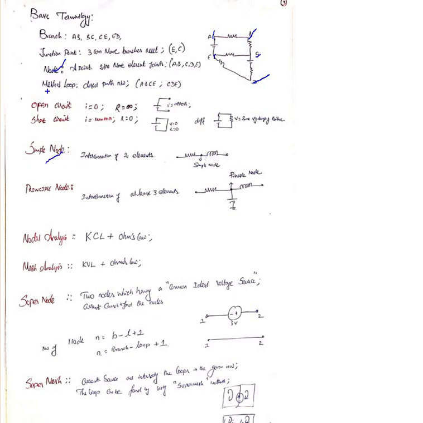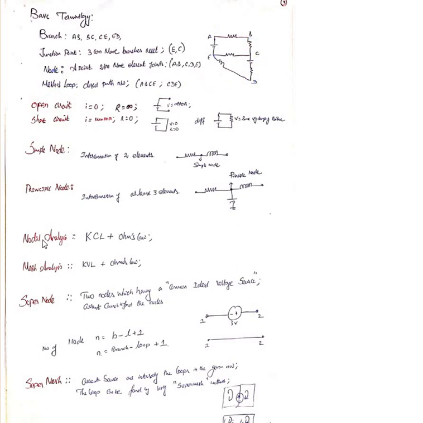The next one is the mesh or loop. What is a mesh loop? It means a closed path of the circuit. So a closed path of the network or circuit is called a mesh or a loop. So A, B, C, E is one loop, and E, C, D is another loop.